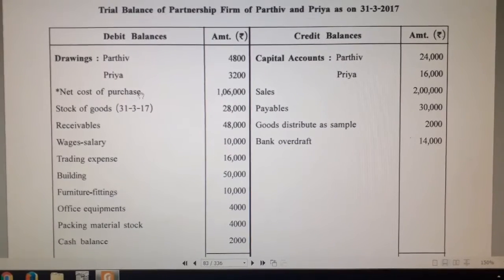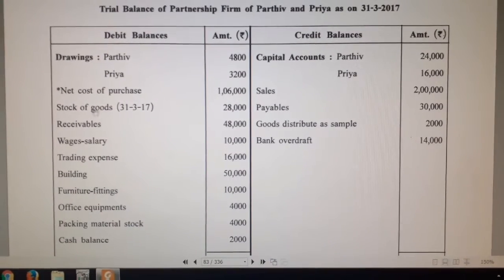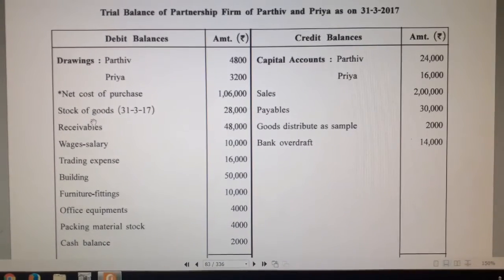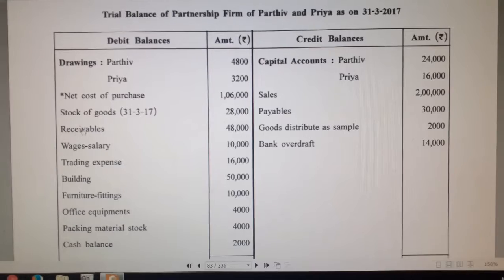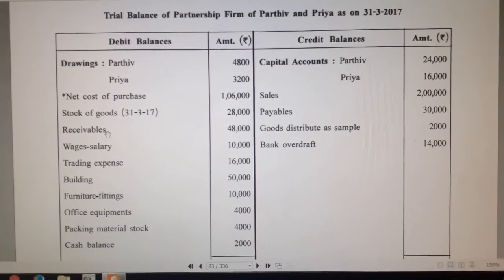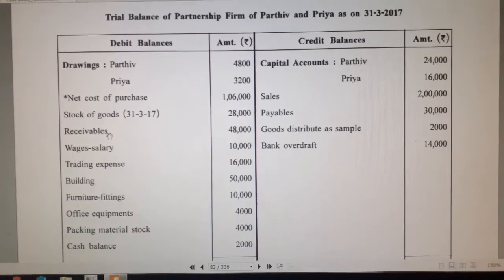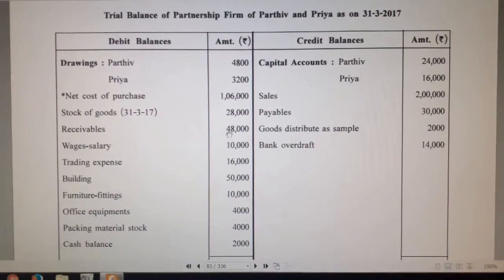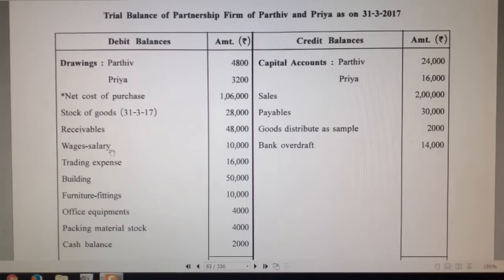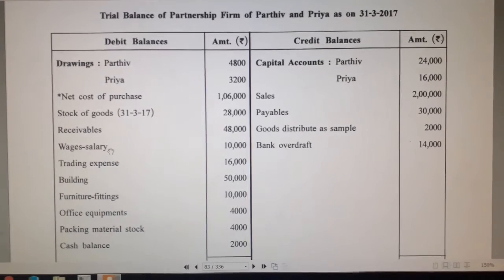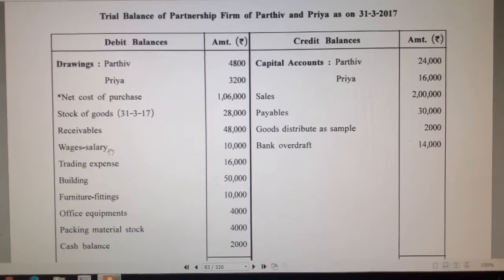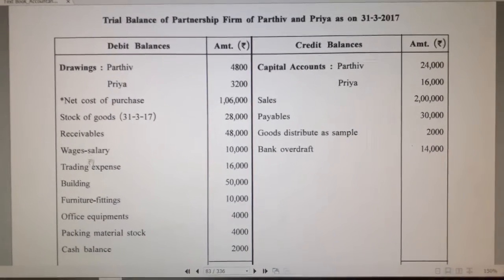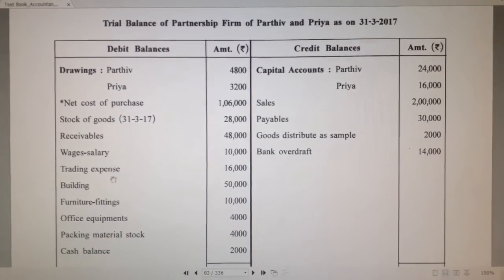So net cost of purchase is recorded on trading account debit side. Stock of goods, the date is given, the last date, that is closing stock. It is recorded on asset side of the balance sheet. Receivables is nothing but debtors. It is also recorded on asset side of the balance sheet. Then wages and salary: it is recorded on trading account debit side. Suppose here it is given salary and wages, then it goes to profit and loss account debit side as administrative expense. Here it is given wages and salary, so trading account debit. Trading expense, profit and loss account debit.